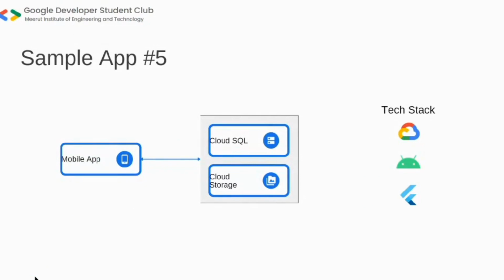Now here comes another example in which you can use Google Cloud technologies, Android and Flutter for building a mobile app. Most of you are familiar with Google Cloud SQL, which will be used for managing your database, and Google Cloud Storage, which will provide storage for all the data that you want to store in your app. Next slide, please.